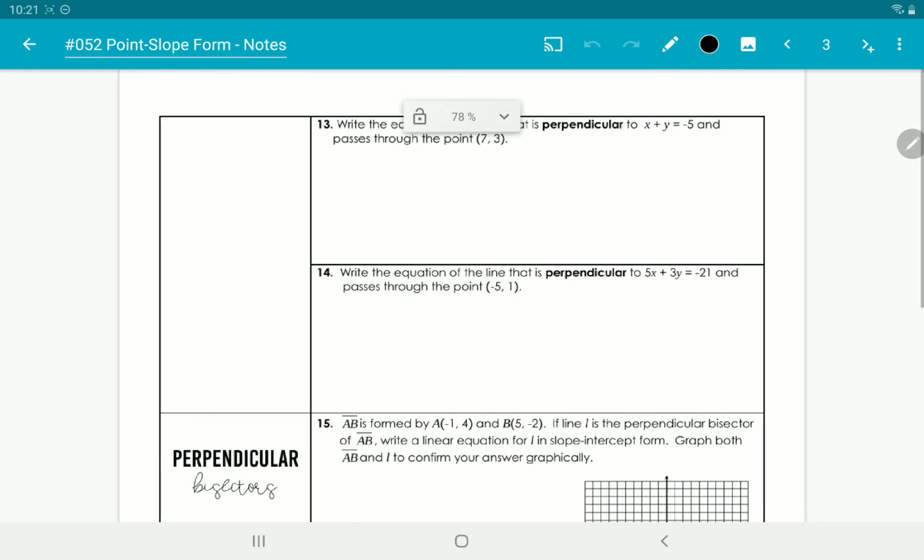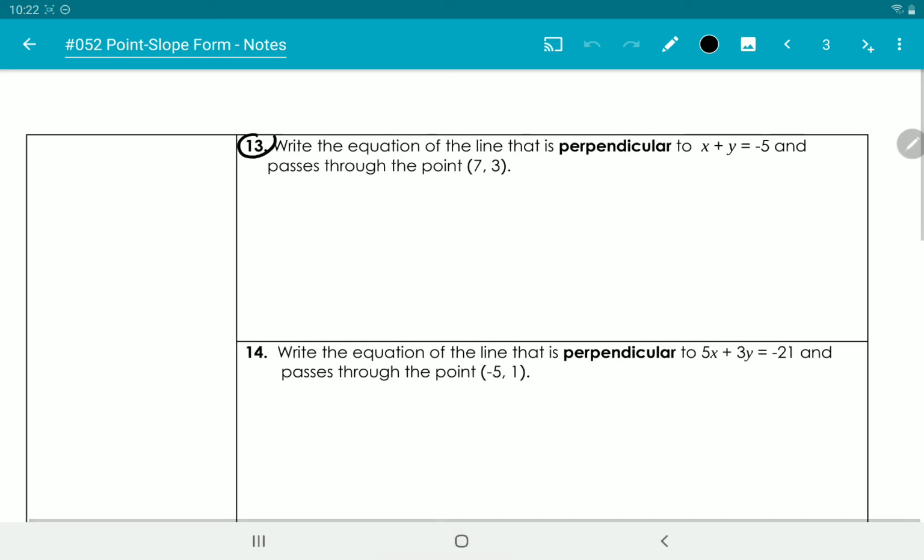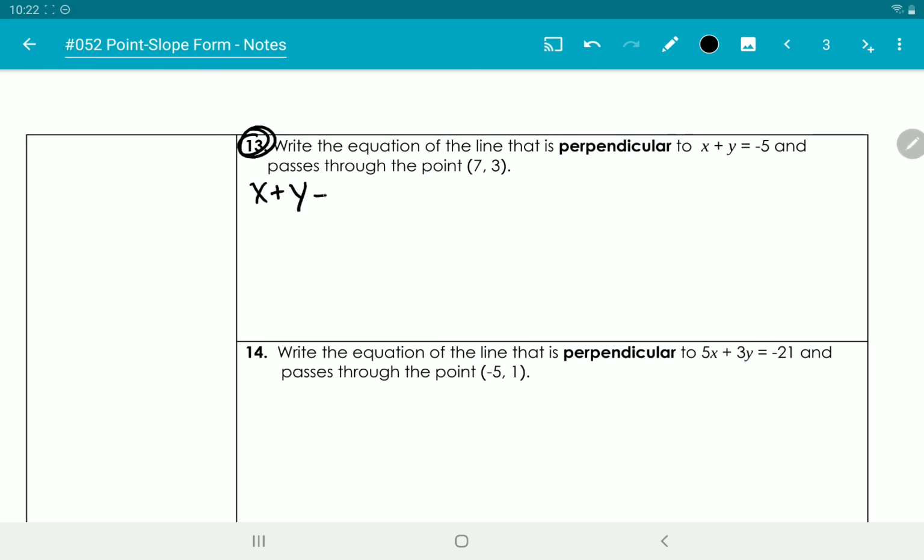Now I want you to go ahead and pause and determine what the slope is that we need to use on this problem. So go and pause it, and then press play whenever you're done, and I'll see if you got it right. Okay, so we have this x plus y equals negative 5. We need to figure out what the slope is. So we need to solve for y. So we'll subtract x from both sides, just giving us y equals negative x minus 5.